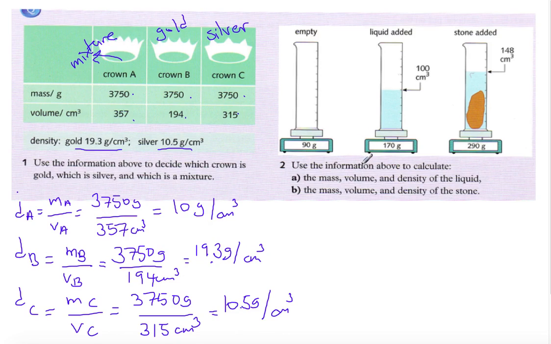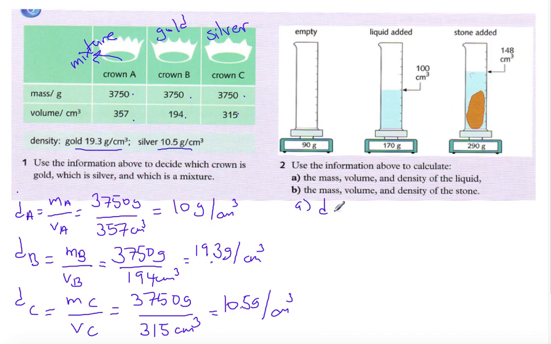Let us look at the last example. Use the information to calculate mass, volume, and density of the liquid, and also mass, volume, and density of the stone. There is a beaker which is empty. When it is empty, it is 90 gram. When you put liquid, it's not water because there's no information about water, it is liquid. And mass must be the difference between the two scales, which is 80.